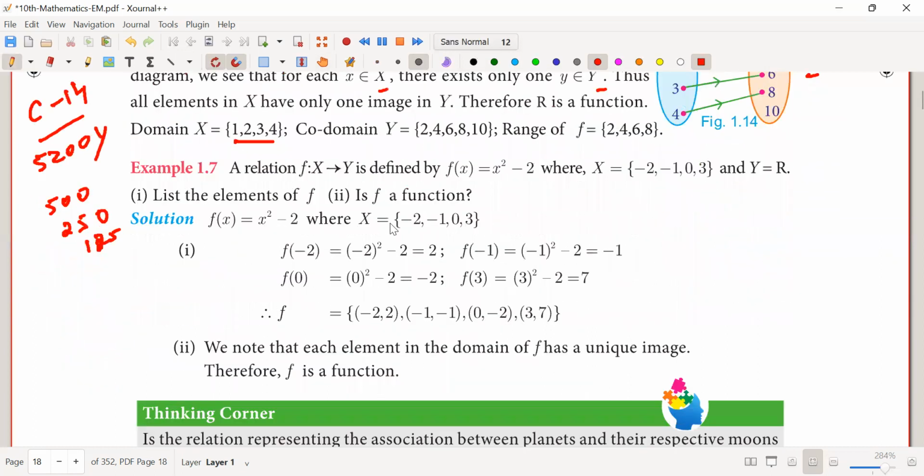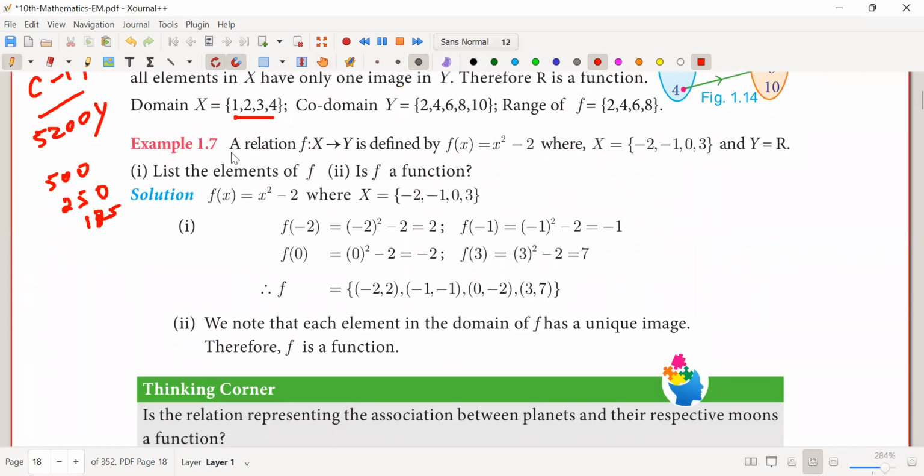Okay. Example 7. The relation is given by x squared minus 2. X is minus 2, minus 1, 0, 3. Why have they given us R? It can take any values from minus infinity to plus infinity. List the elements of f. Is f a function?